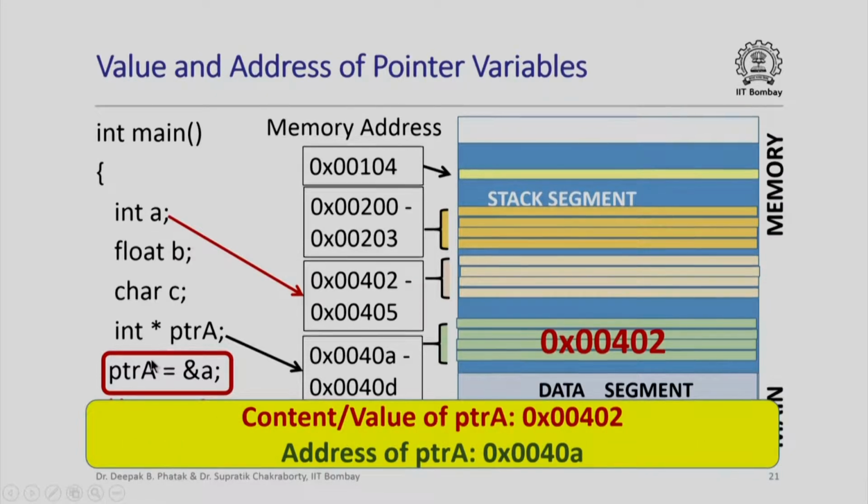Therefore, we are going to assign 00402 in hex to the integer pointer variable pointer A. So, if you look at pointer A, its content or value is the address of the first byte allocated for A, which is hex 00402, but the address of pointer A is hex 0040A, which is the address of the first byte allocated for pointer A.